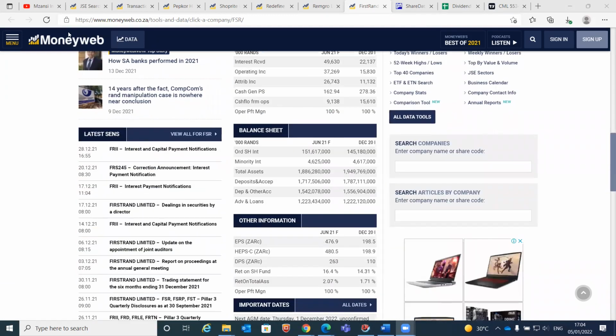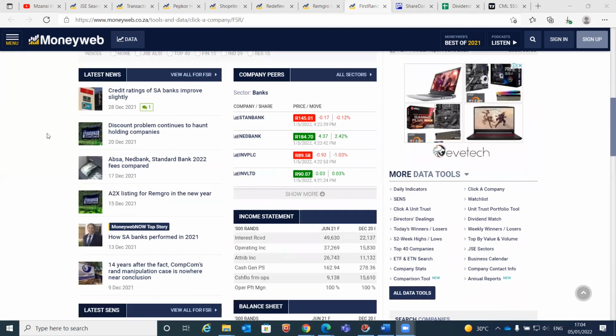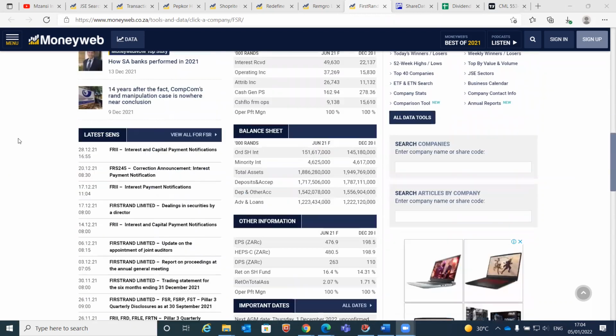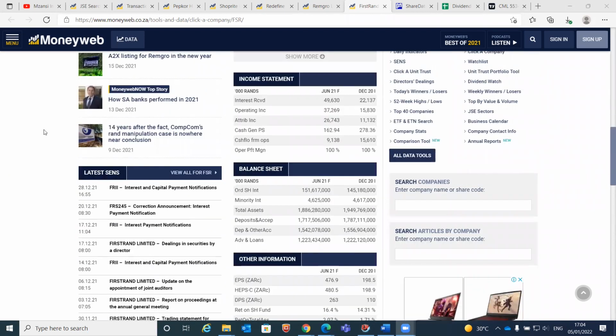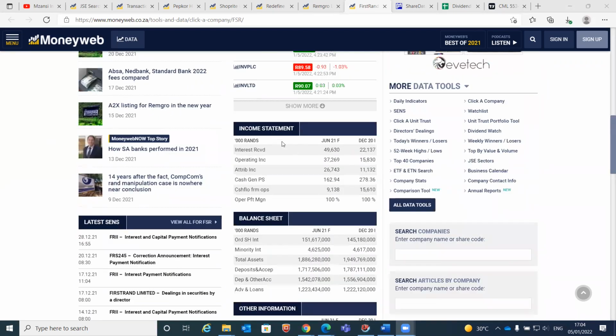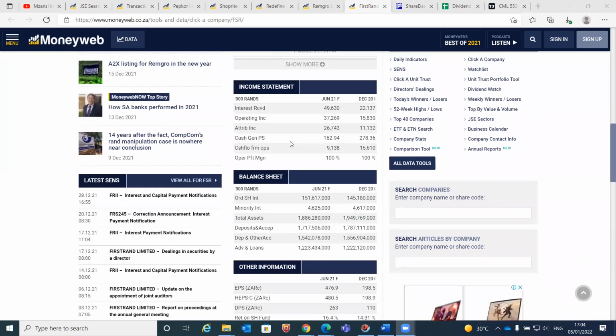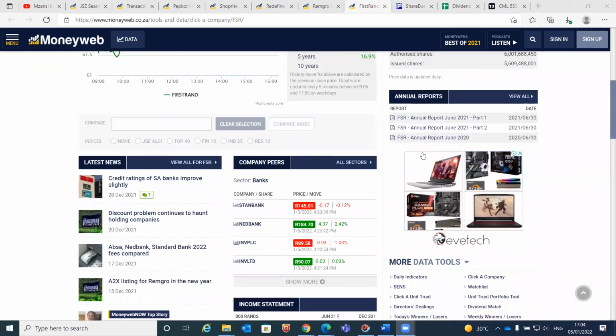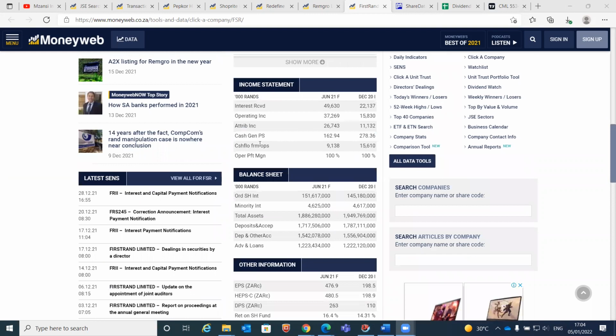Okay, and then as you continue to scroll, there are so many things. Remember, Moneyweb is like a newspaper, so they do a lot of advertising as well. It's a newspaper, so you're going to find news. Then there is some information that you can quickly find here, before even clicking on the annual report, like the income statement. Again, it depends on the kind of information that you're looking for. It's not useful for everyone, but it's information that you can find here.